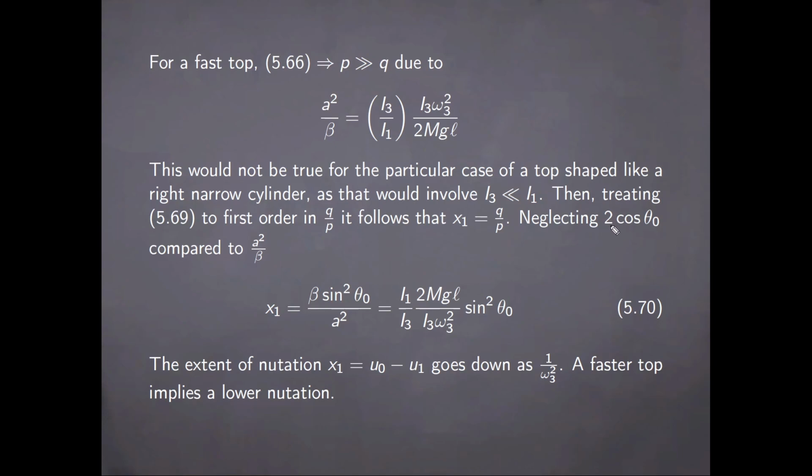And then if we neglect the value of 2 times the cosine of theta 0 as compared to the ratio a squared over beta, which is going to be a very large number, it follows that x1, which is the extent of nutation, has the expression here. So notice that it goes down as 1 over the square of the third component of the angular velocity. So a top that spins faster will have a lower nutation.